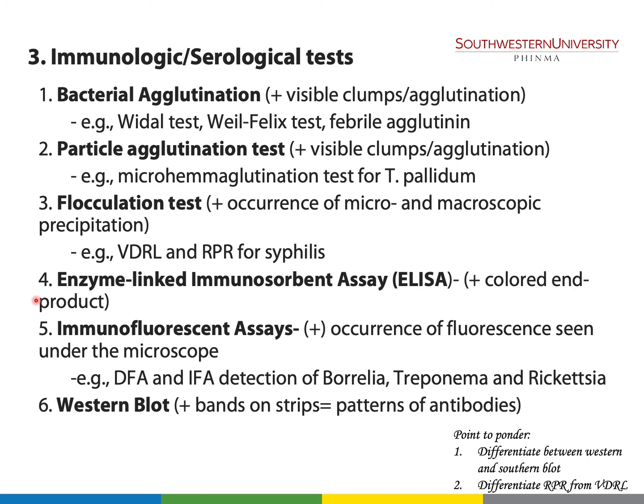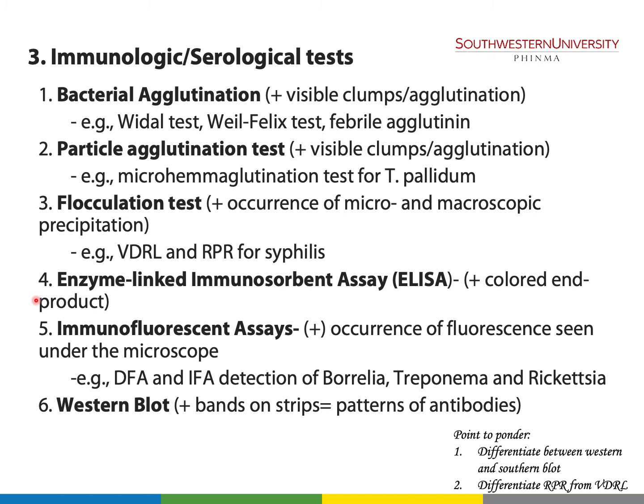So, a positive result is the occurrence of fluorescence seen under the microscope. One example is the direct fluorescence assay or antibody test, and an indirect fluorescence antibody test for the detection of Borrelia, Treponema and Rickettsia. So the advantage of immunofluorescence assay is that it can determine the source of the specimen.